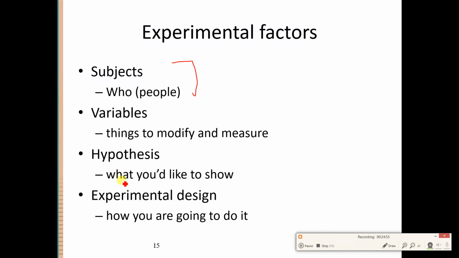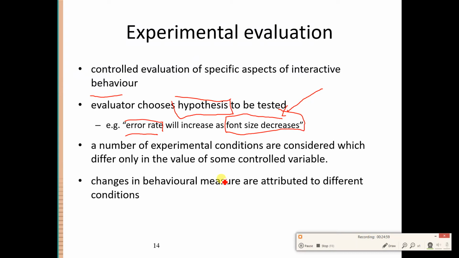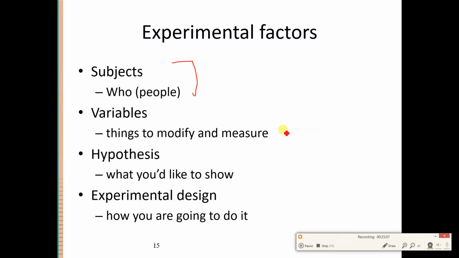Hypothesis, what you would like to show. Here we give the example for the hypothesis that error rate will increase as the font size decreases. So this hypothesis has to be tested. It may be correct or it may not be correct based on the experiment. Experimental design, how you are going to do this. You have to design some way to test this. So you should have some kind of interface or some kind of data collection, which is going to design the experiment and measure these effects of variables on the other variables.